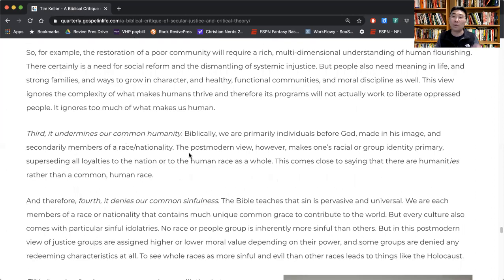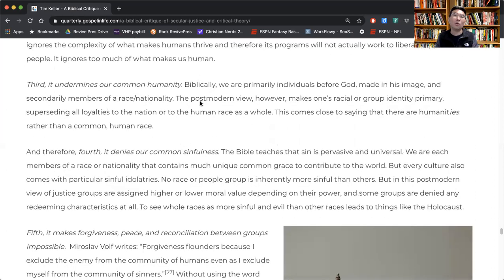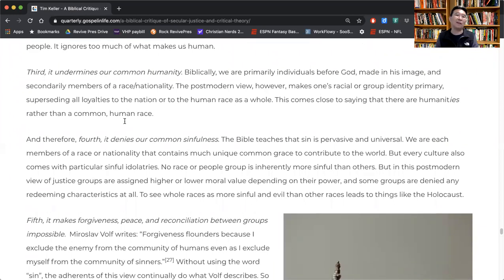Third, it undermines common humanity, absolutely. Biblically, we are primarily individuals made by God in his image, and secondarily members of a race, or that's in Christ, where your fundamental identity is who you are as a human being in Christ. And yes, it's still real that you're male, or 21st century American, or white, or black, or Chinese. But your deep fundamental humanity is what's precious and important. You're made in the image of God. This is the way the Bible looks at it. And it's a much more realistic way of dealing with our neighbors, but this view undermines that.